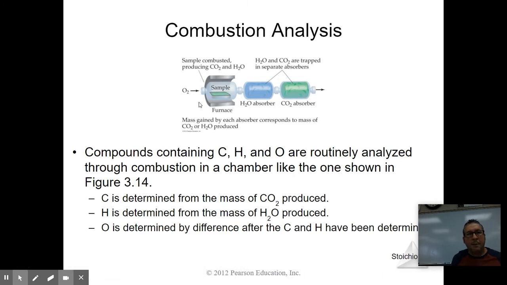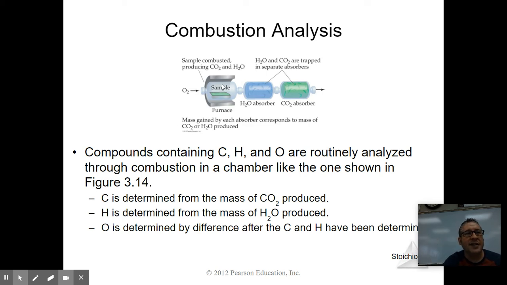Getting into combustion analysis. Typically, when we have a combustion analysis or just combustion in general, the sample substance that we are going to combust is typically going to contain carbon and hydrogen, at least. Sometimes they even contain oxygen. But when we analyze these substances, we need to be able to determine what molecular formulas are present in those substances. And so we use what's called combustion analysis.